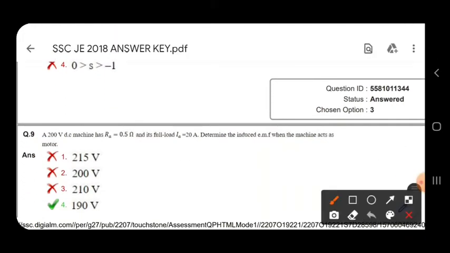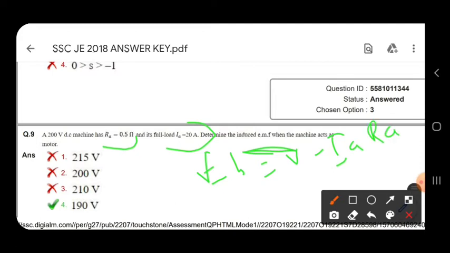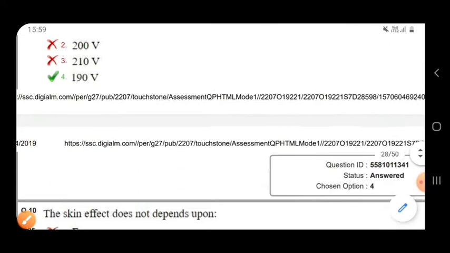A 200 volt DC machine, Ra equals 0.5 ohm and its full load current Ia equals 20 amps. So determine the induced EMF. Induced EMF is basically Eb. So Eb equals V minus Ia Ra. Put in all the values: V is 200, Ia is given, and Ra is also given. So you will find the final answer is 190 volt.